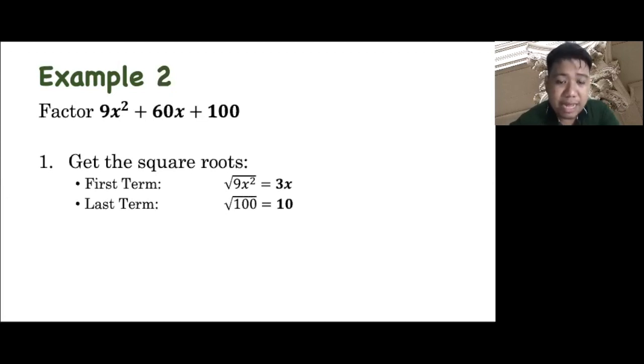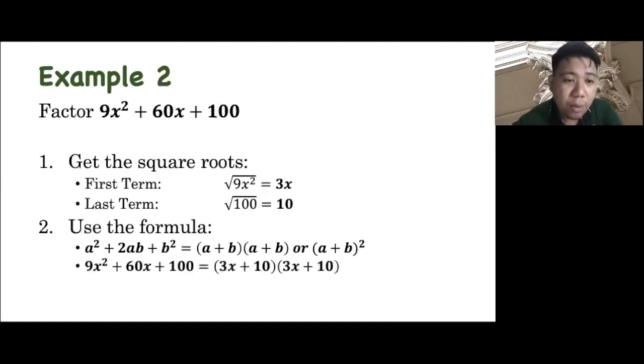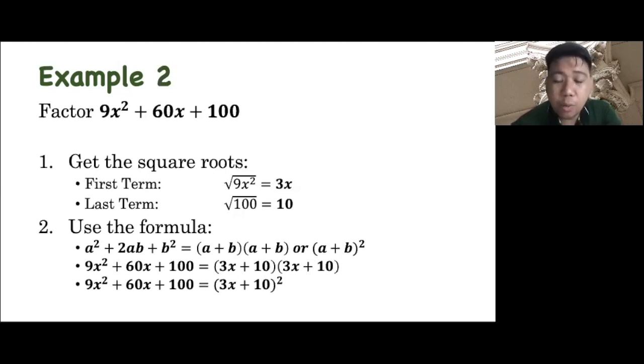So again, gamitin natin yung formula natin, which is a squared plus 2ab plus b squared is equal to the quantity of a plus b squared. So nahanap na natin si small a, nahanap na natin si small b. So gagawin natin is to substitute the values. So we will have this equation, 9x squared plus 60x plus 100 is equal to the quantity of 3x plus 10 times the quantity of 3x plus 10. Pwede rin po natin gawin na quantity of 3x plus 10 squared. So either of the two, pwede po yan maging answer depende dun sa choices na given sa atin.